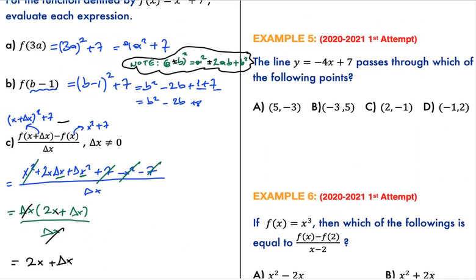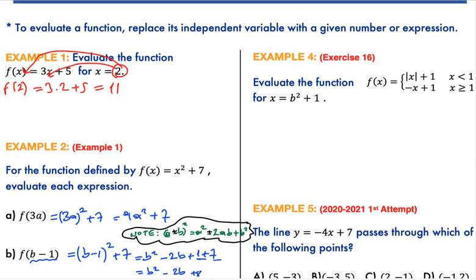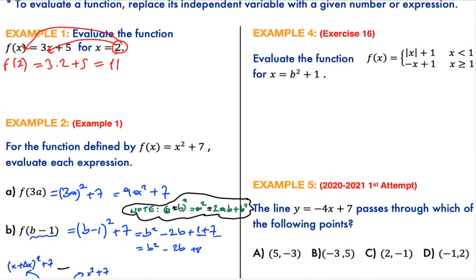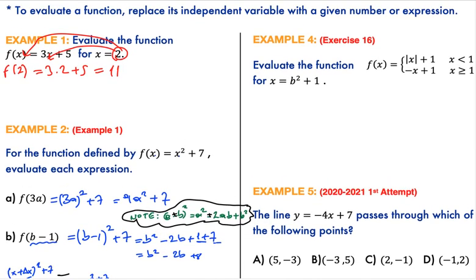Okay, let's continue with an exercise question. Exercise 16. Let's see what we have here. We have a piecewise defined function, and we are asked to evaluate this function at b squared plus 1.